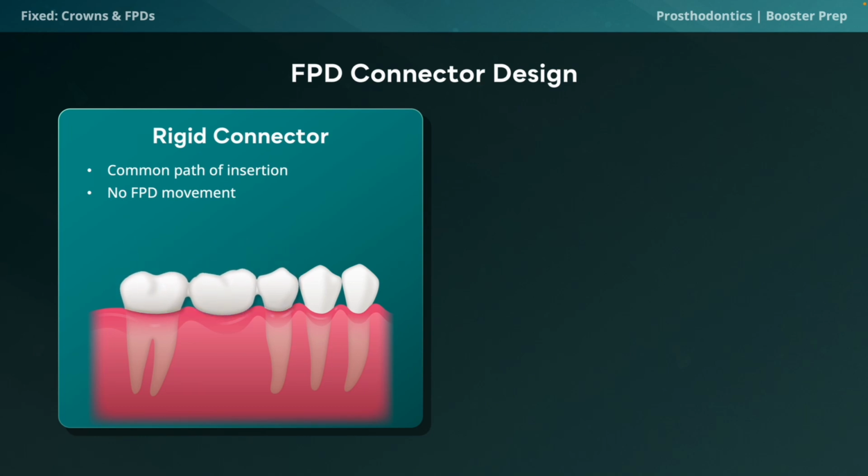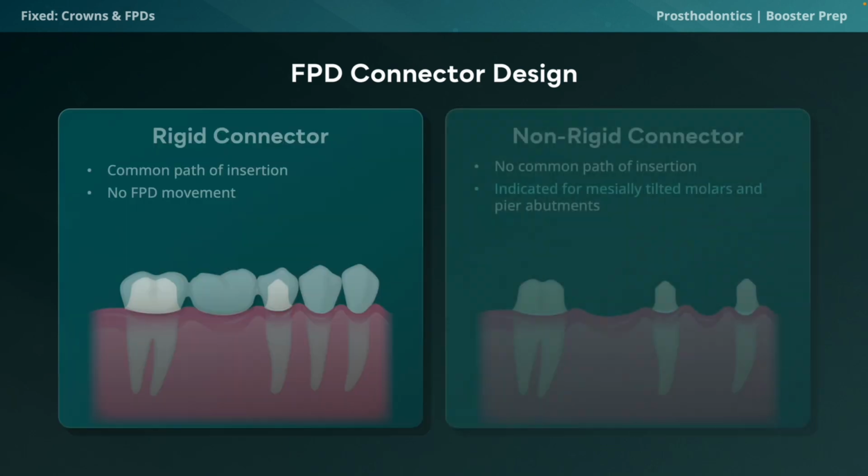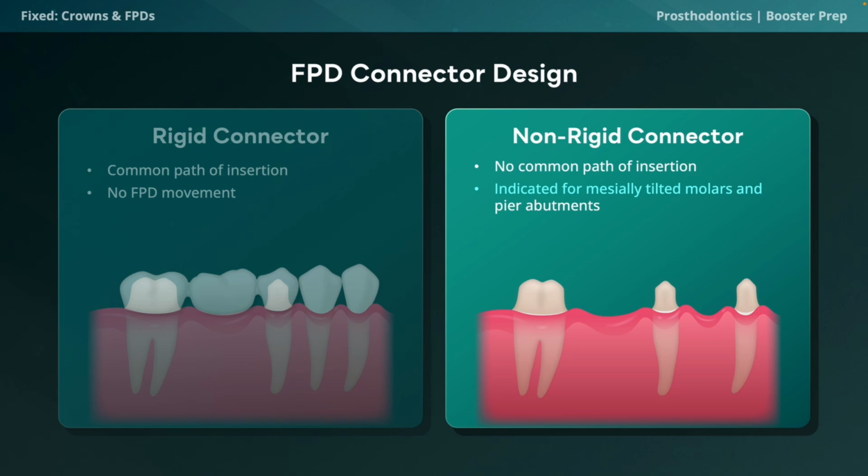However, there are situations where we can't obtain a common path of insertion, either because it results in too much tooth removal or simply because of the positioning of the abutment teeth. And in these situations, a non-rigid connector has to be used. So a mesially tilted molar is the classic situation that you need to be aware of.